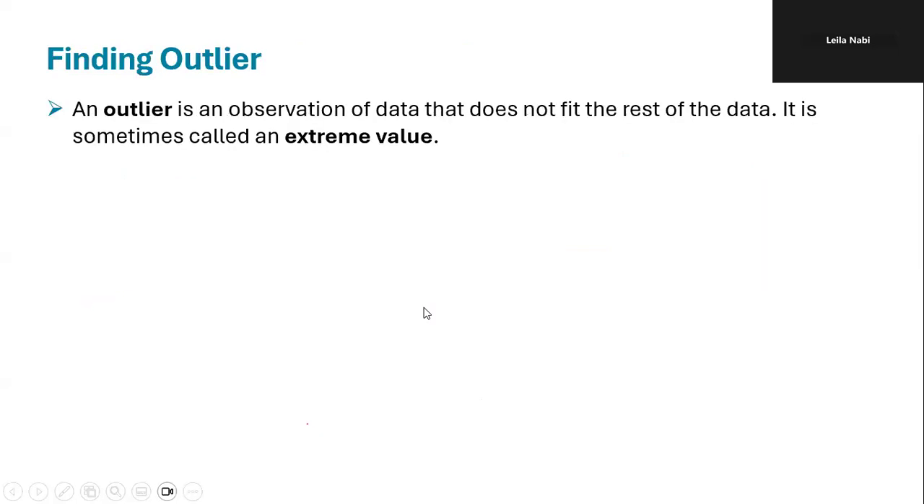Stem and leaf plot is also one of the graphs that helps us to find the outlier. Outliers are numbers in a data set that do not fit with the rest of the data. We also call them extreme values. Some numbers are too far, too small, or too big compared with the rest of the data. They are called outliers.